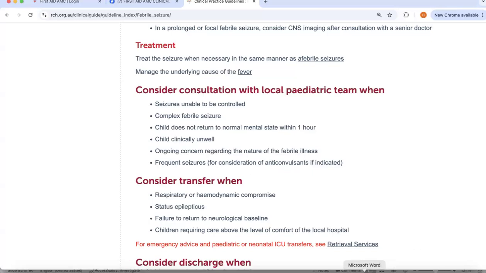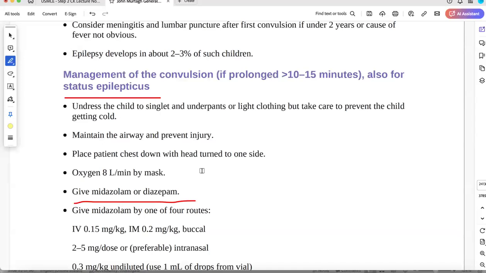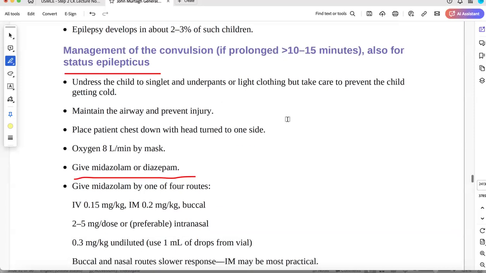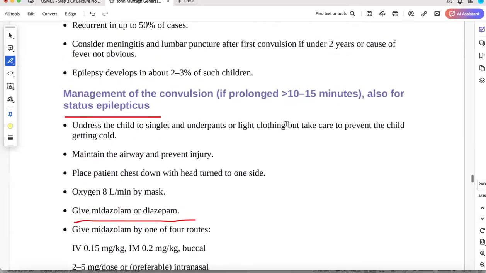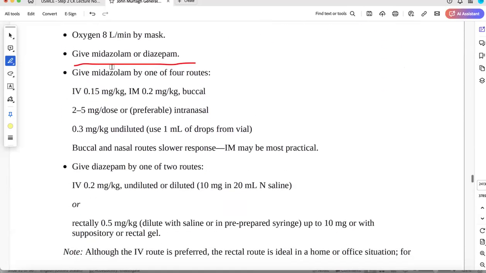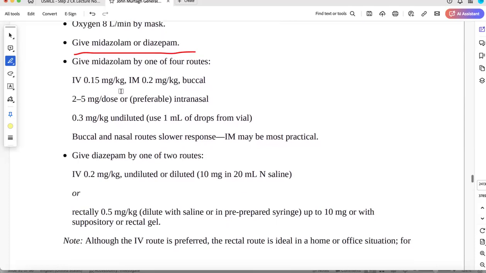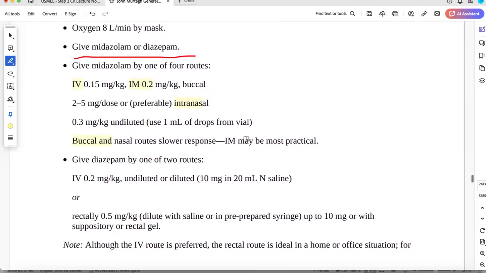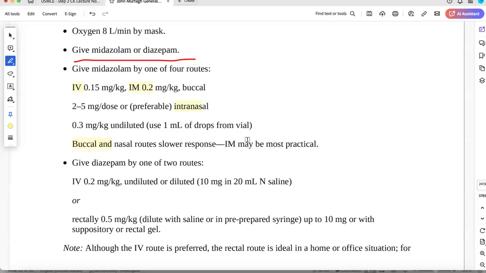Now, what if the seizure is getting prolonged? So if the seizure is getting prolonged, especially more than 10 to 15 minutes, then you will need to be worried. So for seizure which is more than 10 to 15 minutes, you have to go for some medications. You can go for midazolam or diazepam. Midazolam can be given in any 4 routes. So IV, IM, intranasal, or even buccal. But most practical one, when patient is having the convulsion, is IM. And diazepam can be given either rectally or IV.